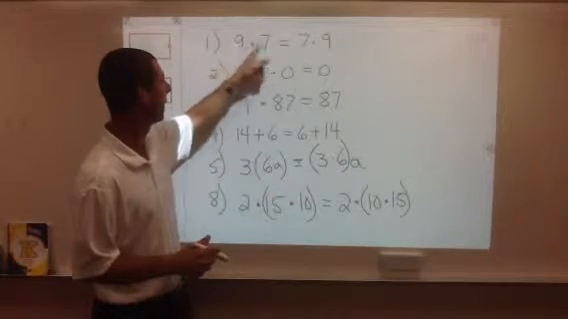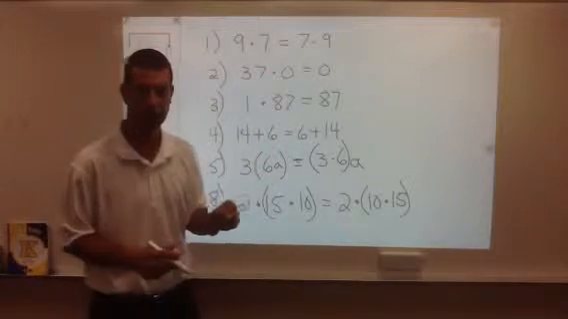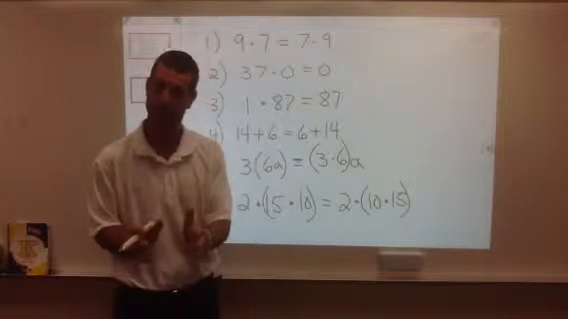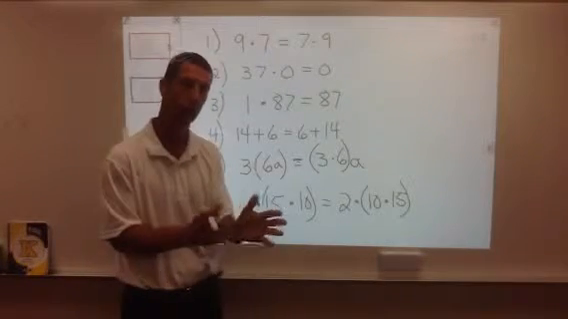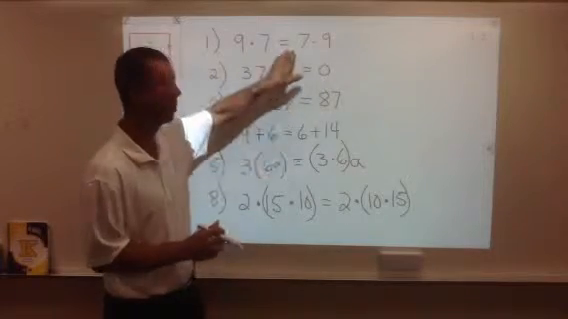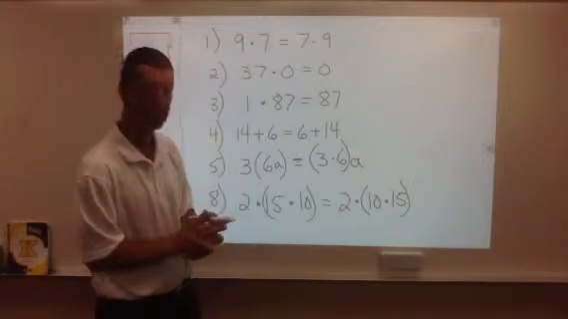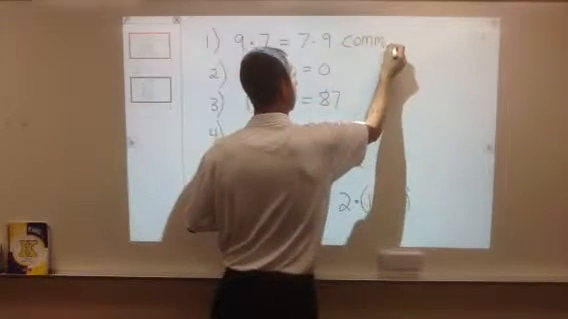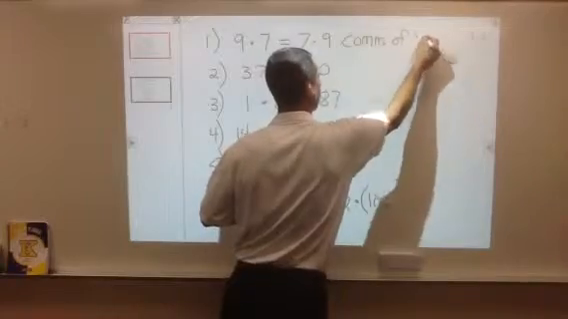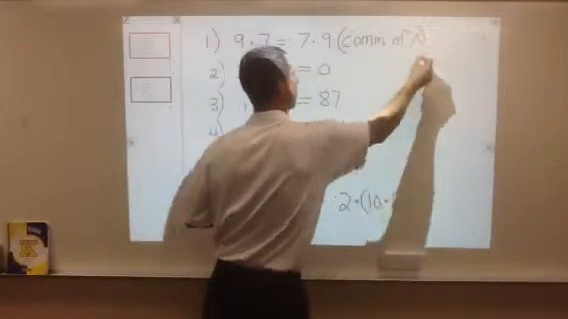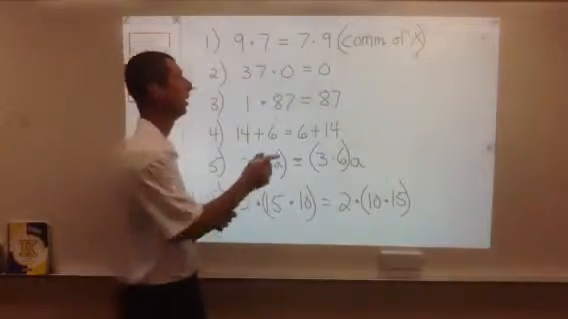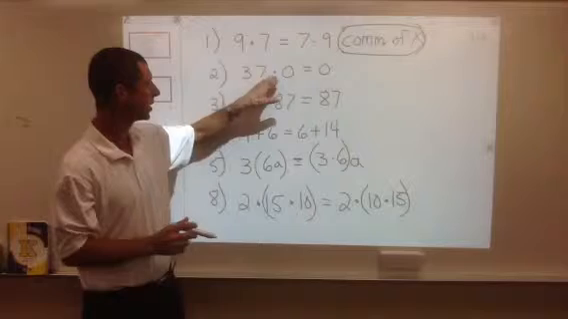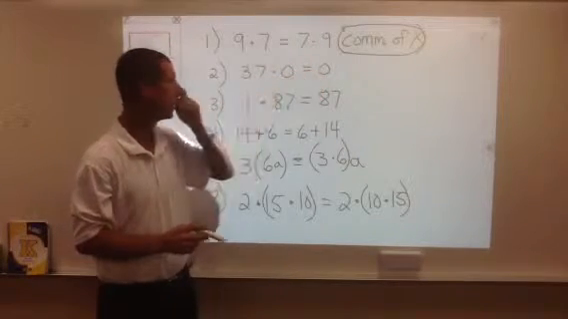Here we have 9 times 7 equals 7 times 9. If the order is just switched, in addition and multiplication, it doesn't matter what order we add in or multiply in. This is the commutative property of multiplication. Students can abbreviate, so we'll put commutative, of, and you can put a multiplication sign. That would be the answer to number 1. We'll circle that answer.